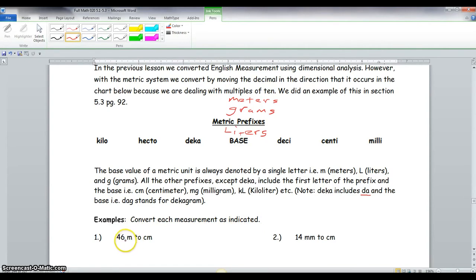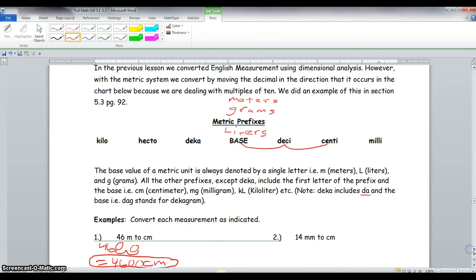Now it says here, examples, convert each measurement as indicated. We have 46 meters to centimeters. Okay, now meters is our base. Now we want to go from our base to centi. So we look here, we move 2 places to the right. So we'll move this decimal 2 places to the right. And we know that the decimal behind this 46 is at the end, so we'll move that 2 places to the right, and we will add zeros here. So our final answer here would be 4,600 centimeters.